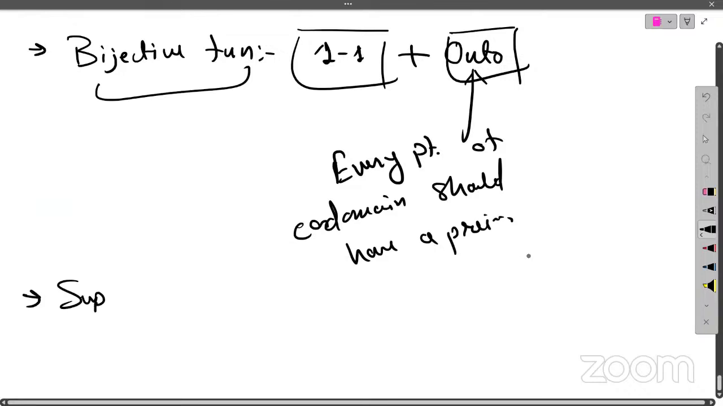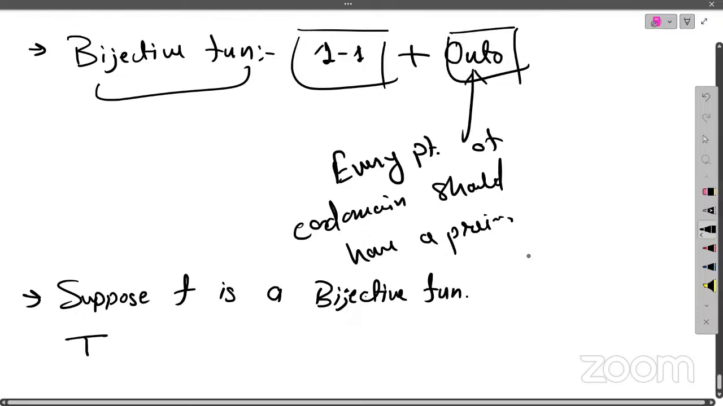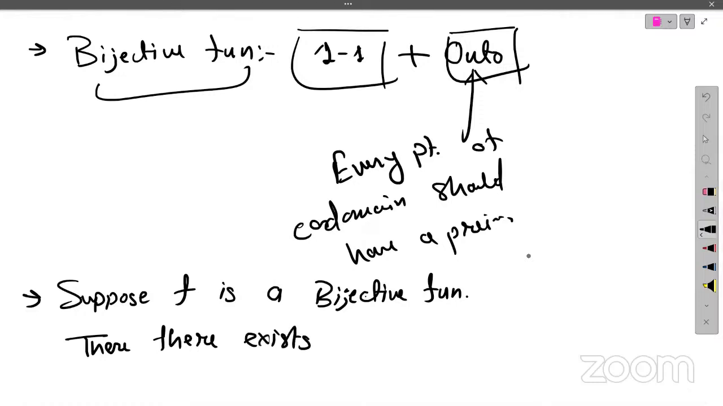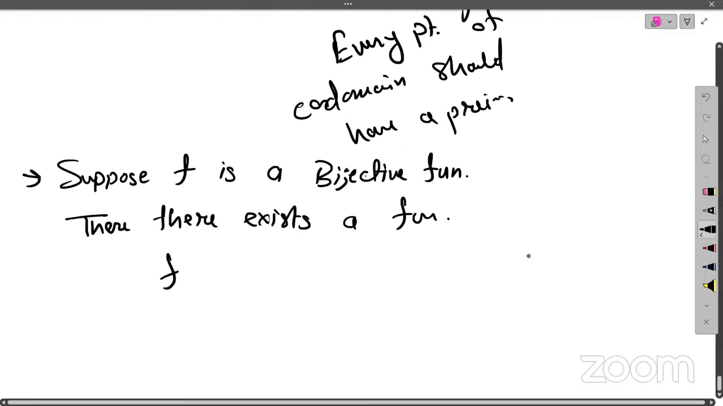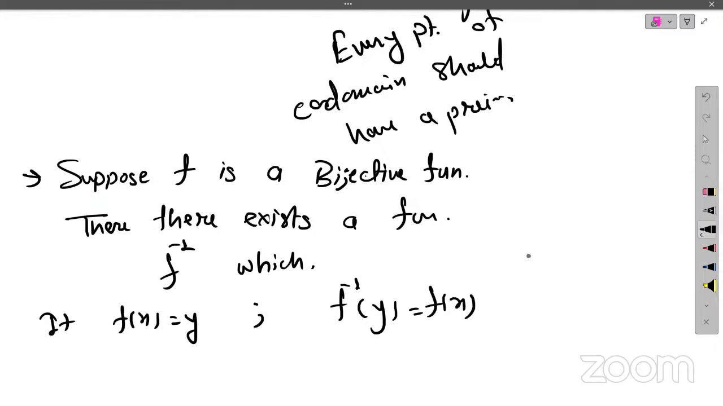So suppose f is a bijective function. Then there exists a function which we denote f inverse, which is the inverse of this function. So that means if f of x is equal to y, then this f inverse will take y as its input and produce x as its output. f inverse of y is equal to x.